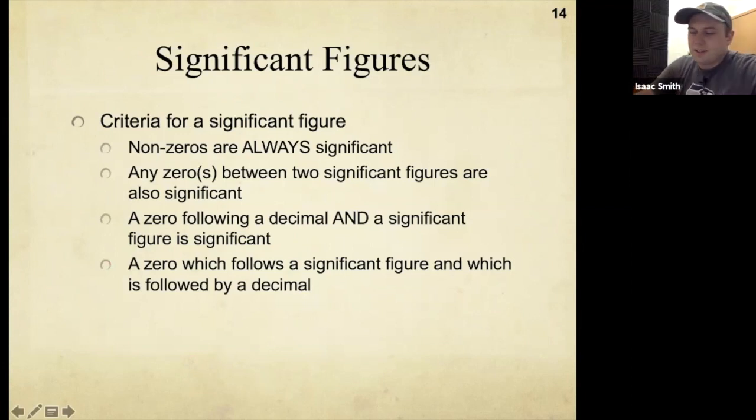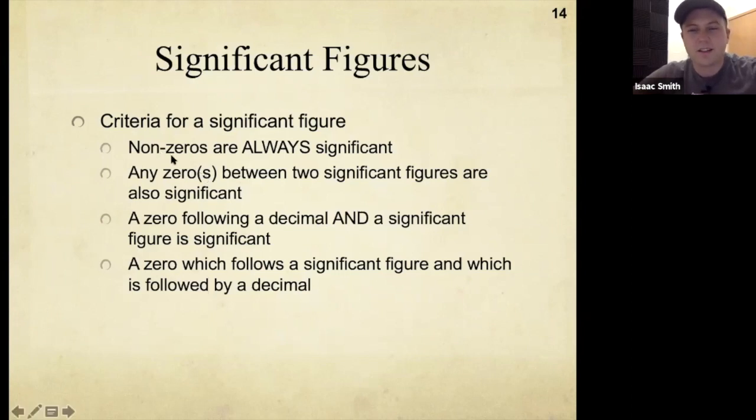So this gets us into significant figures, and this is really one of the biggest things you need to learn from this lecture. Significant figures tell us how many of the numbers actually mean something, right? Sorry, we'll get into examples after we go through these criteria. So these are just 4 criteria that will help you determine whether a figure is significant or not.